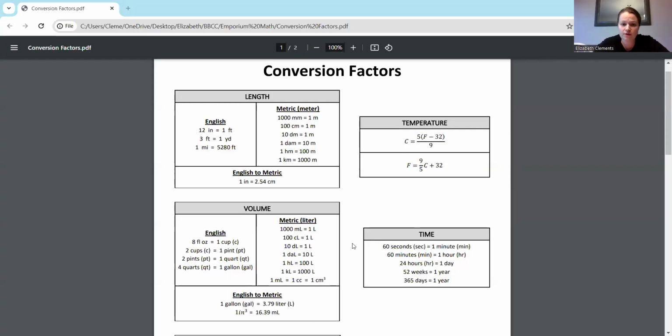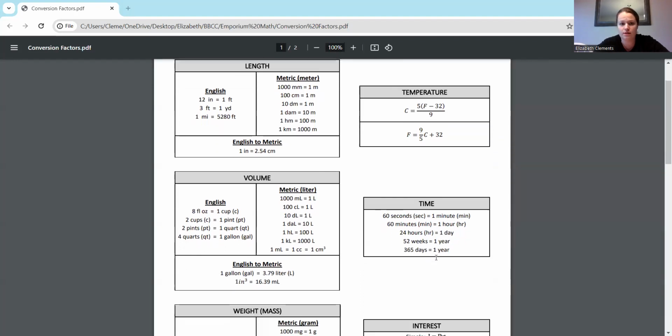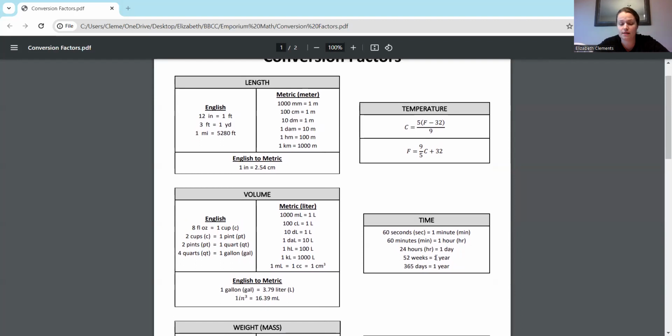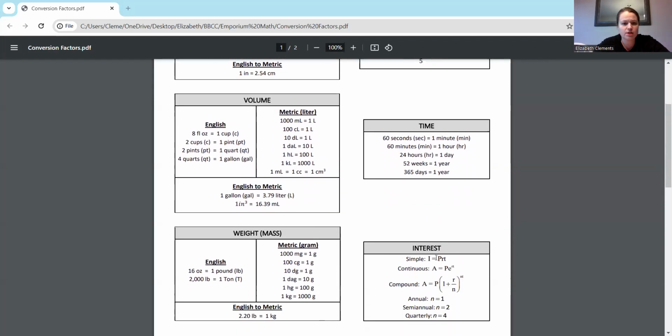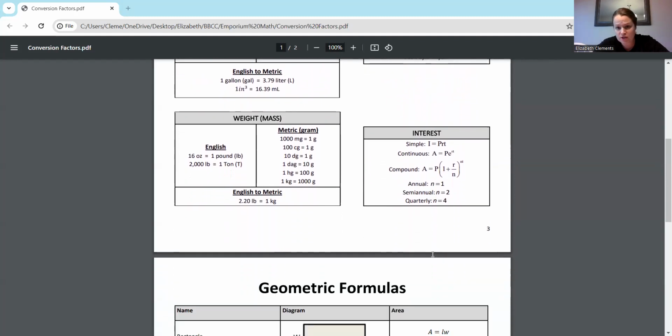So first I'm going to share my screen and show you the conversion chart that is allowed to be used on the test. This is in your workbook. If you can't find it in your workbook, I have either emailed it to you or it's in modules on our Canvas course page. So this is a conversion chart. It has a bunch of conversions. We won't give you any that aren't on this page.